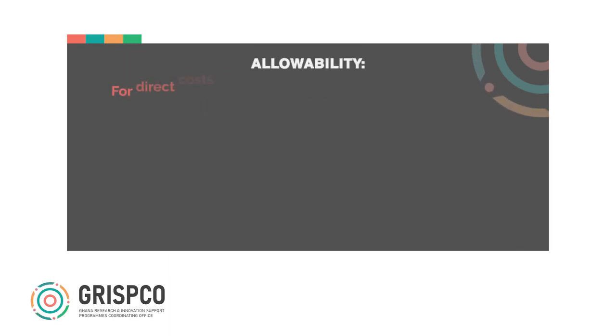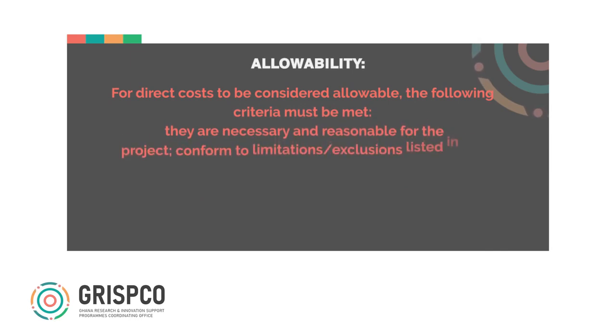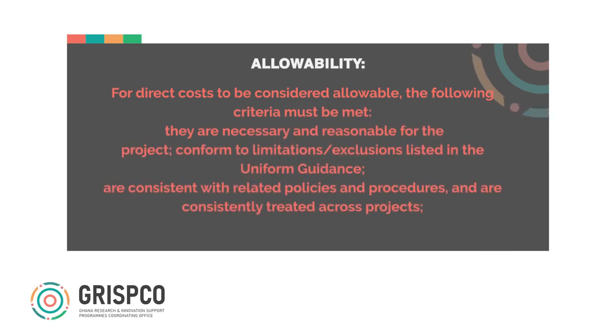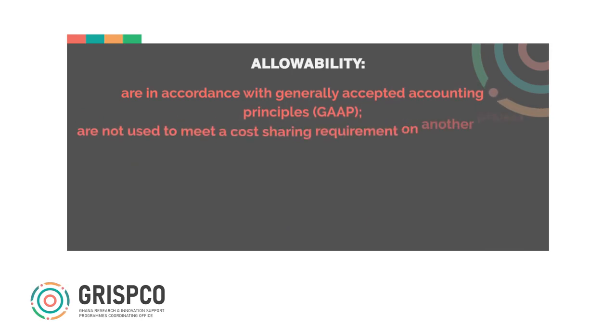Allowability. For direct costs to be considered allowable, the following criteria must be met. They are necessary and reasonable for the project, conform to limitations and/or exclusions listed in the uniform guidance, are consistent with related policies and procedures, and are consistently treated across projects, are in accordance with generally accepted accounting principles, which is GAAP, are not used to meet a cost-sharing requirement on another project, and are adequately documented.